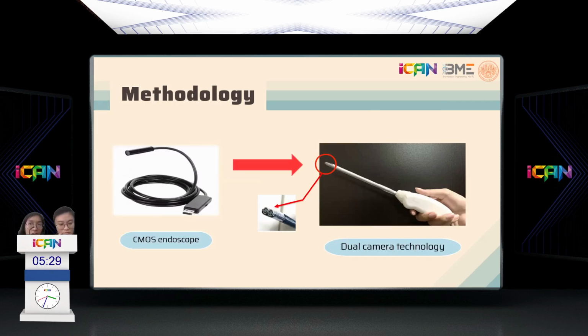In the part of methodology, we decided to use a CMOS endoscope, which is very portable, simple to use, with good quality and good resolution. Then we combine two CMOS cameras together to achieve the 3D image. This technique is called the dual camera technique. And we decided to use the dual camera technology with a handle.